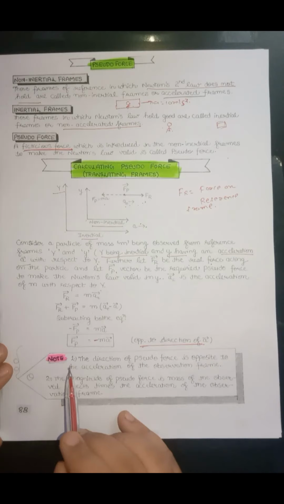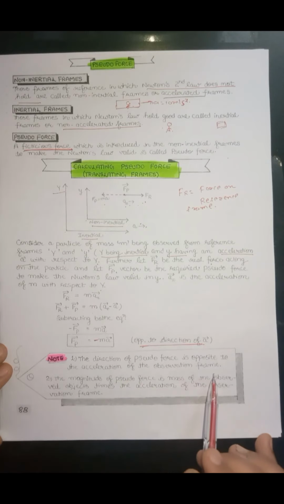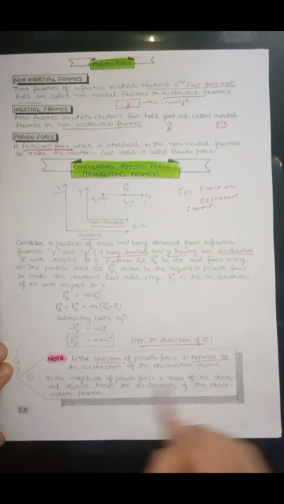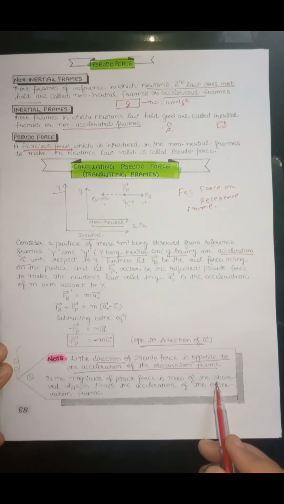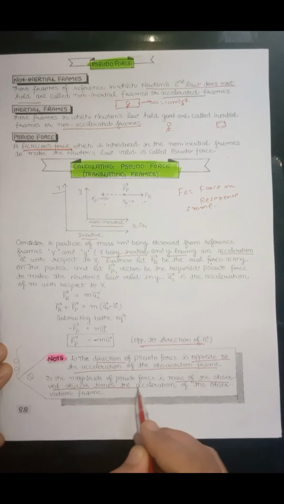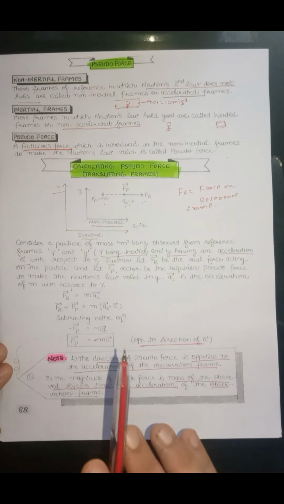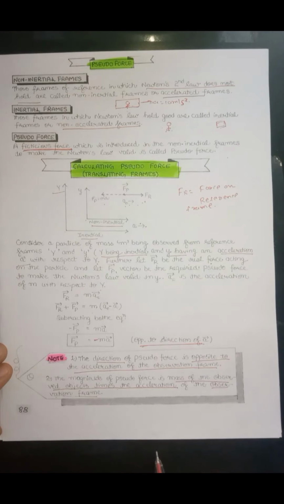Here note that the direction of the pseudo force is opposite to the acceleration of the observation frame, and the magnitude of the pseudo force is the mass of the observed object times the acceleration of the observer frame. So pseudo force is equal to the mass of the object times the acceleration of the reference frame.